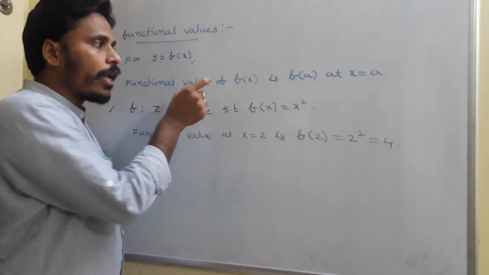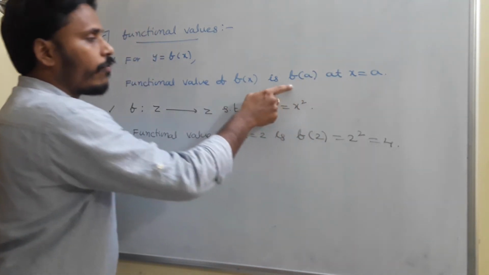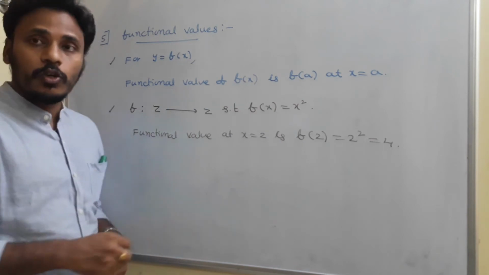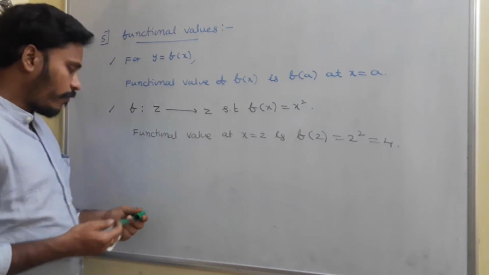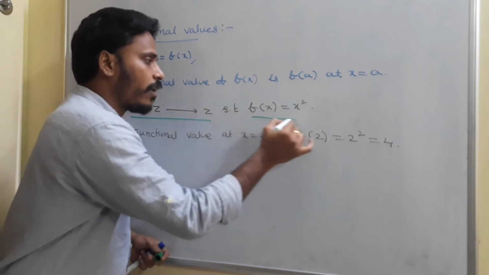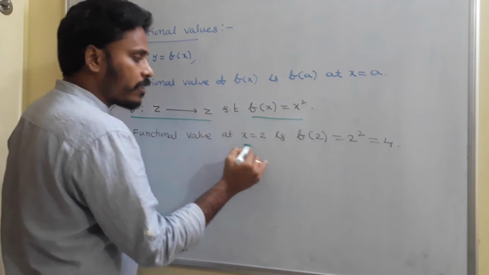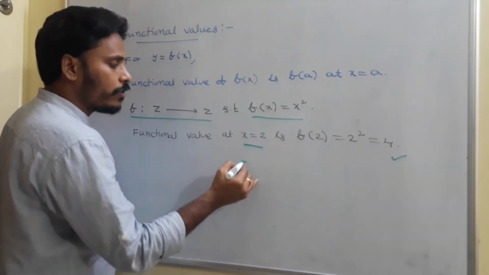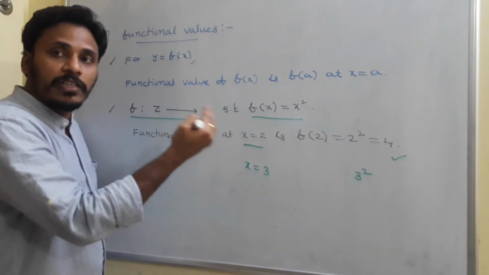That is, the functional value is different for different values of x. At x is equal to a, the functional value is f of a. At x is equal to b, the functional value is f of b. For example, here I have a function defined from integers to integers such that f of x is equal to x square. For this function the functional value at x is equal to 2 is 2 square, which is 4. At x is equal to 3, the functional value is 3 square. We need to replace x with 3.